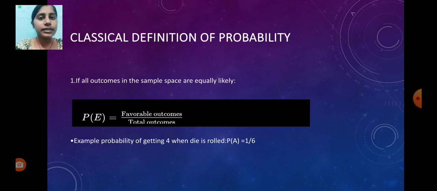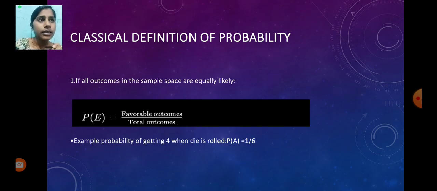So the main three concepts in probability start with the classical definition of probability. It is very basic: it is nothing but the division of favorable outcomes by total outcomes. When a coin is tossed, the probability of getting head is 1, because the other side is tail, and total outcomes are 2. So it is given as 1 by 2.